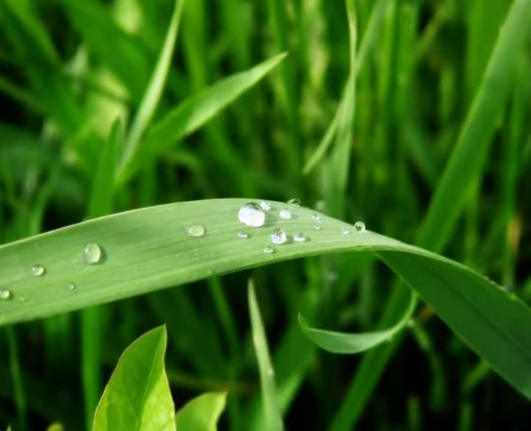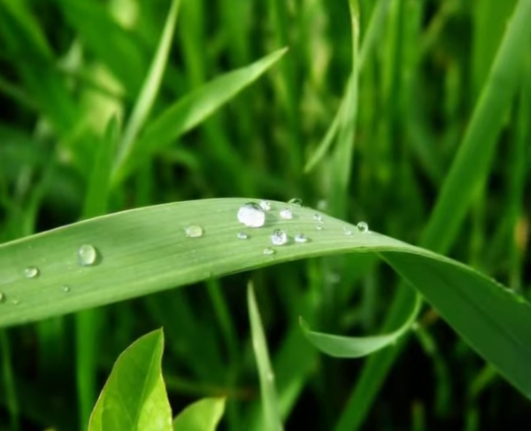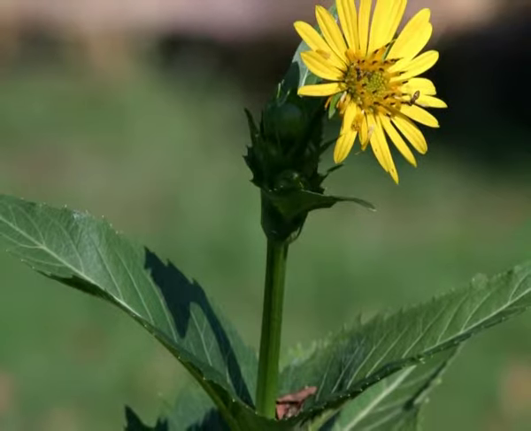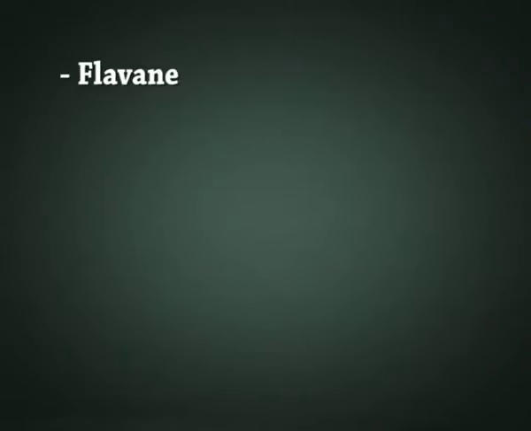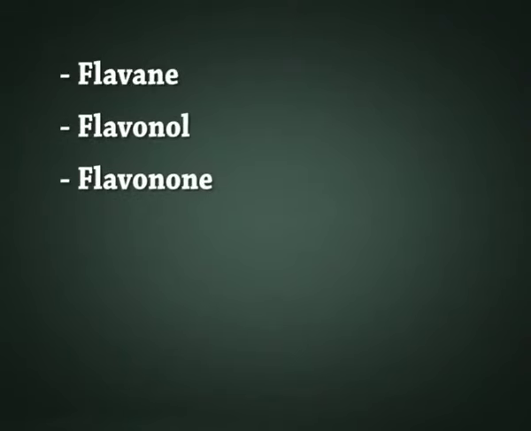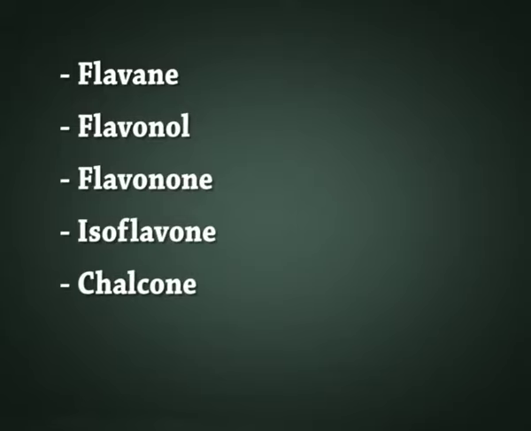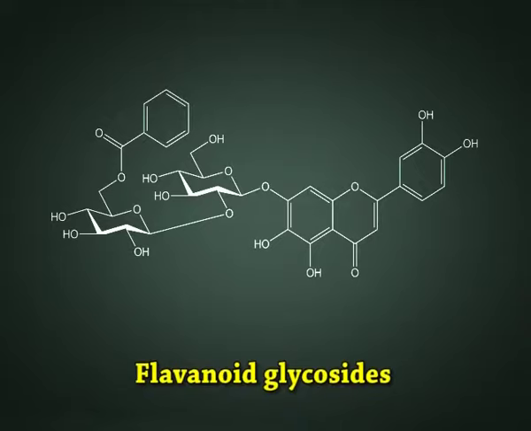Now let's see where they occur. They occur in most of the parts of the plants. These compounds generally occur in plants in the form of glycosides in different derivative forms like flavone, flavonol, flavanone, isoflavone, chalcone and anthocyanins. Flavonoid glycosides contain a sugar chain which is attached to one or more phenolic hydroxyl groups.